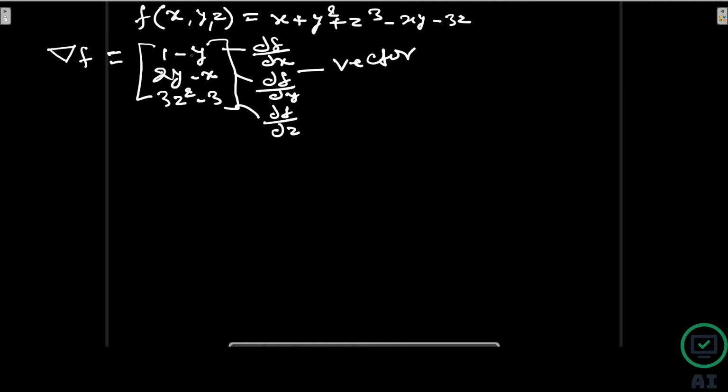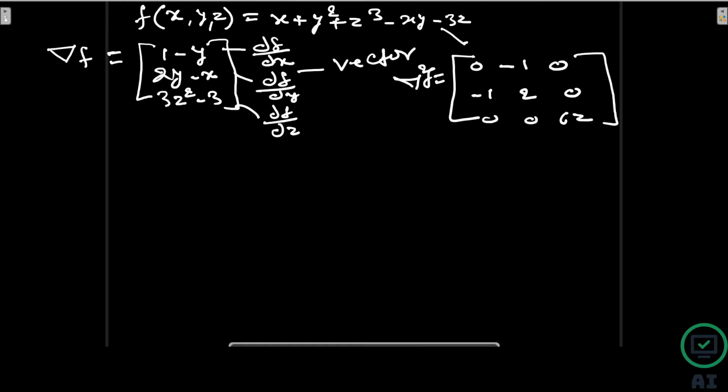And we have found the second derivative for this function. If you calculate it, the second derivative for this particular function would be 0, minus 1, 0, minus 1, 2, 0, 0, 0, 6z. So if you calculate the second partial derivatives for this particular function, you will get this matrix. I am not calculating all the elements of that matrix, you can calculate it, and finally you will get this value. So you can see here this is symmetric. These two elements are the same, this one and this one are the same, and this one and this one are the same.